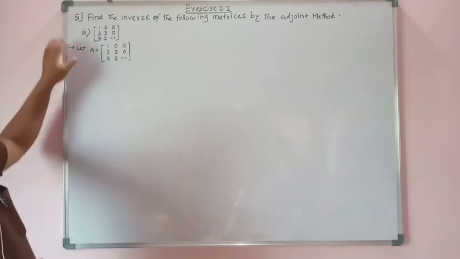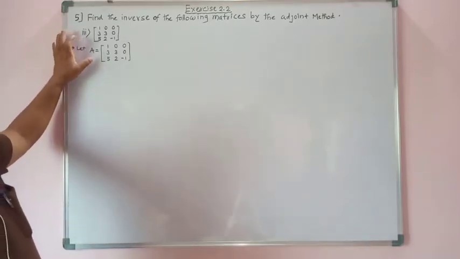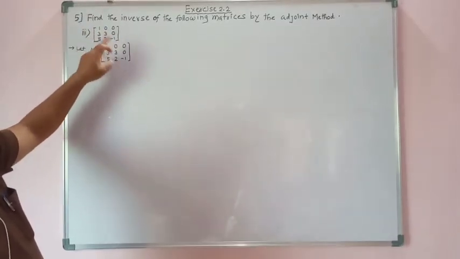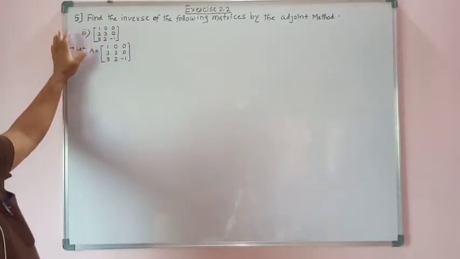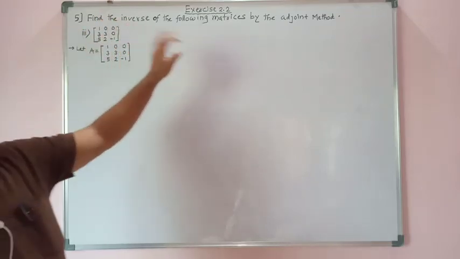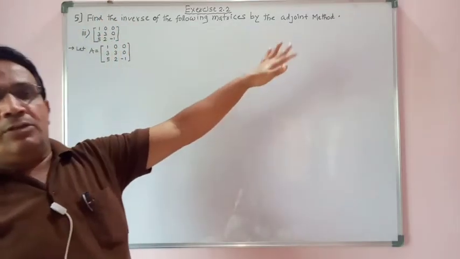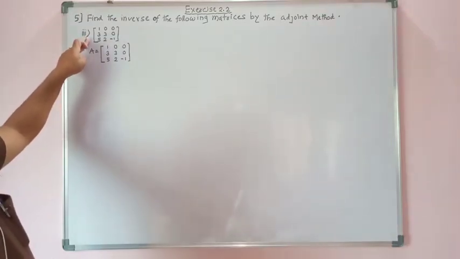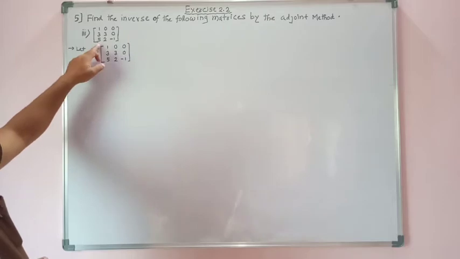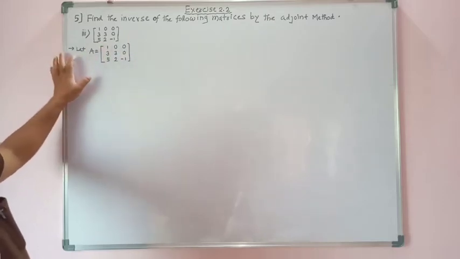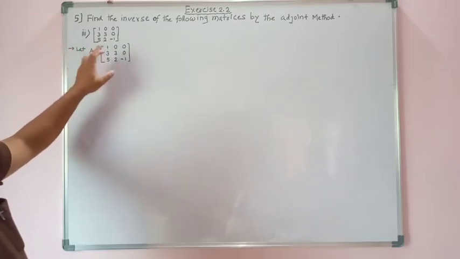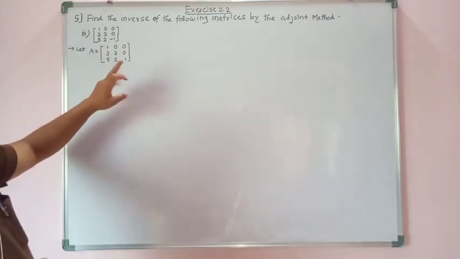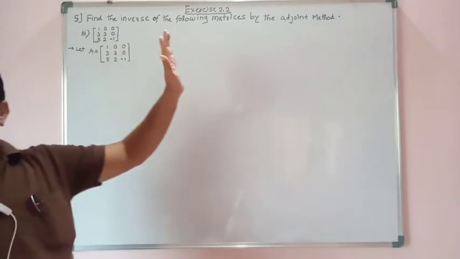In this period, we will discuss the third example: find the inverse of the following matrix by the adjoint method. The third example is, let matrix A be [1 0 0; 3 3 0; 5 2 -1]. This is a 3 by 3 order matrix.